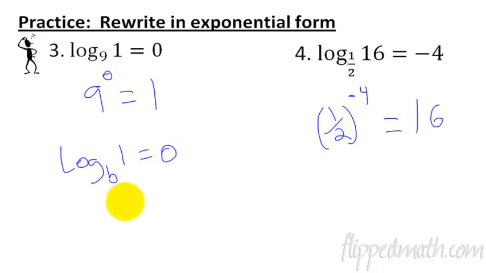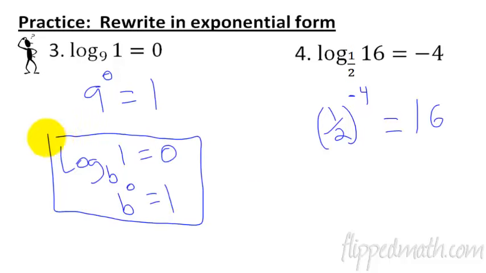Now, why is that true? Because if we do some unknown number b raised to the 0, it always equals 1. Okay, so this is a nice property right here that you could have on the side of your notes, that if we're taking a logarithm, base anything of 1, it equals 0.